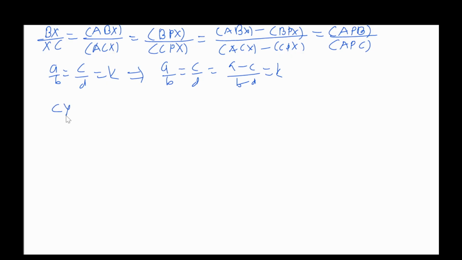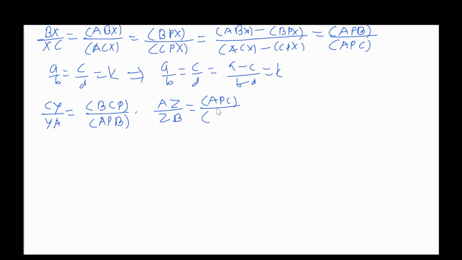Similarly, CY upon YA is equal to area BPC divided by area APB, and AZ upon ZB is equal to area APC divided by area BCP.